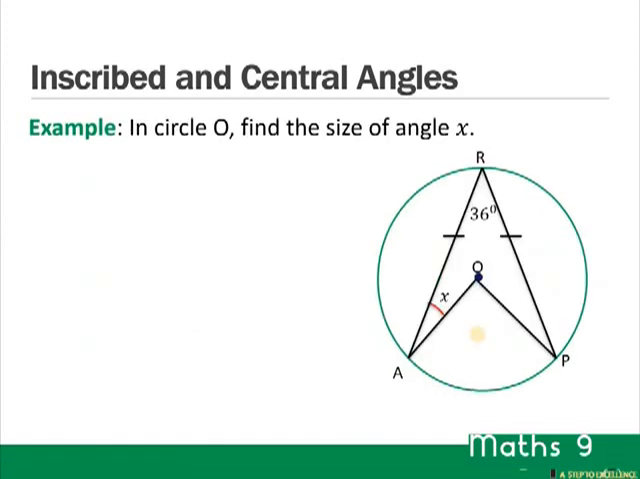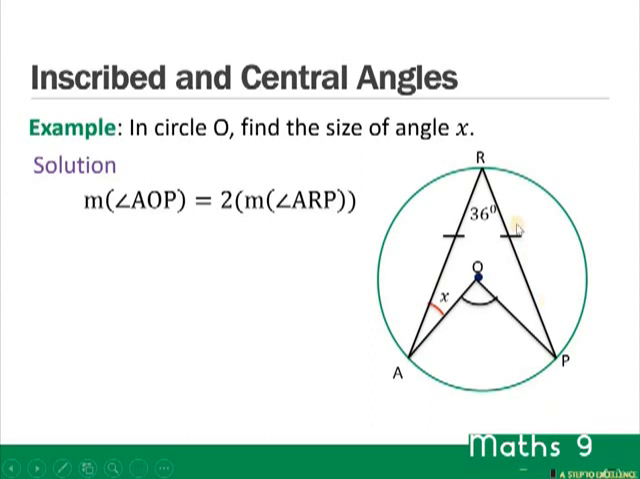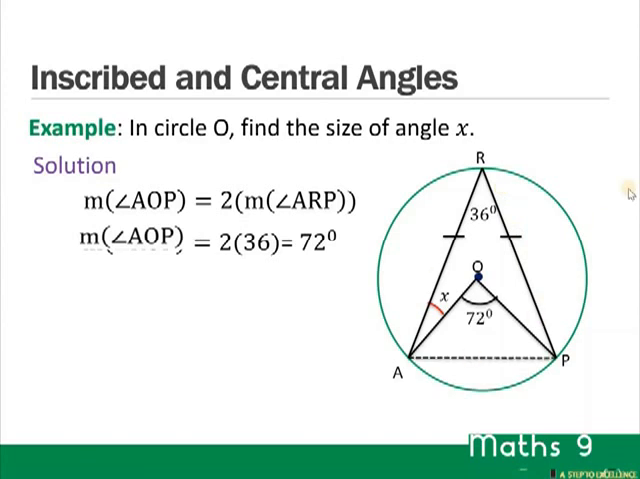Example: in this circle, find the size of angle X. Let's draw in this angle here. This angle here is equal to the measure of this arc, which is twice the measure of angle ARP. So it's twice 36, so it's 72 degrees. Now let's turn this into a triangle. These 2 angles are equal because this large triangle is isosceles. These 2 angles are equal because this smaller triangle is isosceles. And that means that this angle here must also be equal to X.